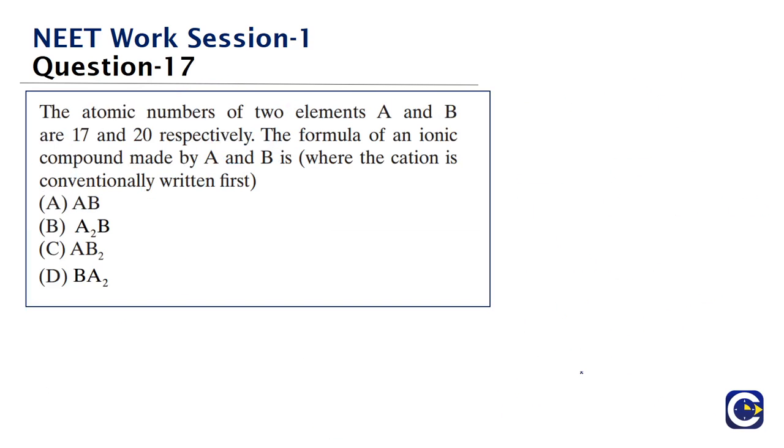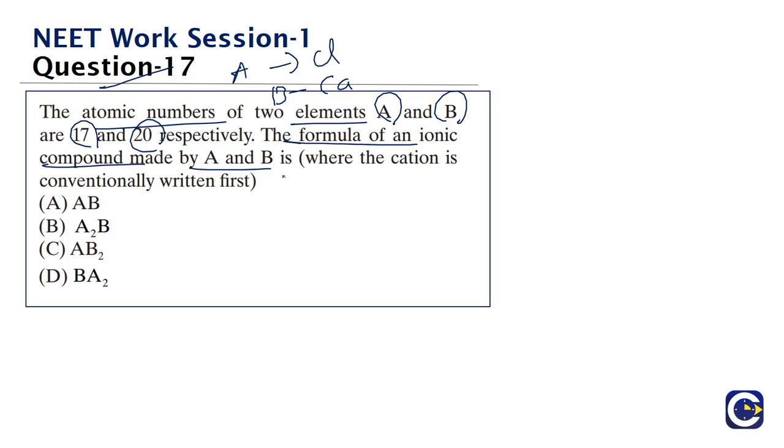Okay, we will go to the 17th question. The atomic numbers of two elements A and B are 17 and 20. If we are a little bit comfortable with the table, we can even straight away answer. Element A is chlorine, element B is calcium. The formula of an ionic compound made by A and B will be, so we have to write the formula of the ionic compound.